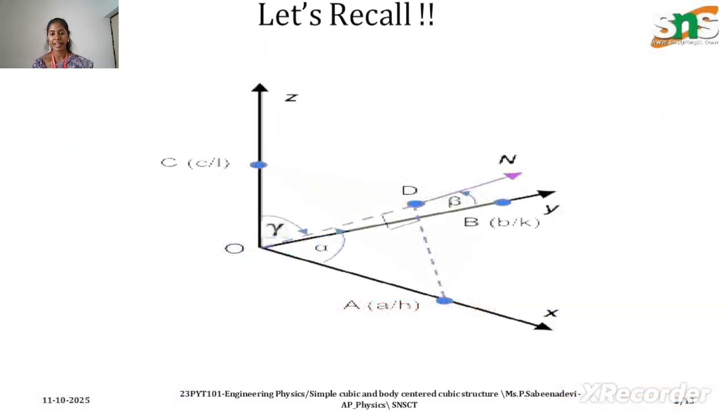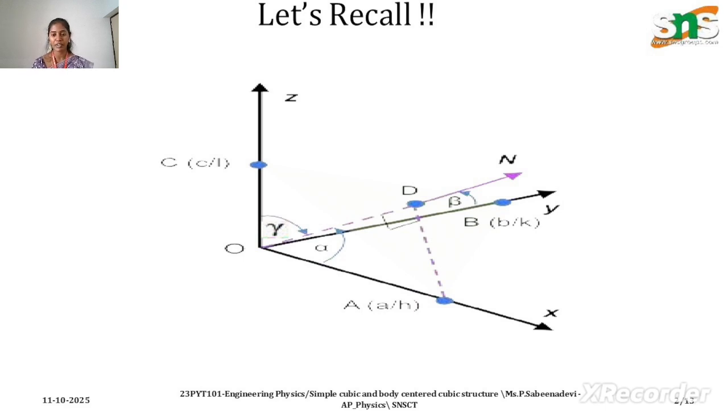In the previous video, I explained about the interplanar spacing. Interplanar spacing is nothing but the distance between two successive planes. I explained about D spacing value, how to find D spacing, and where it is used. D is equal to a by square root of h square plus k square plus l square. This is the formula to find the Miller D spacing value.